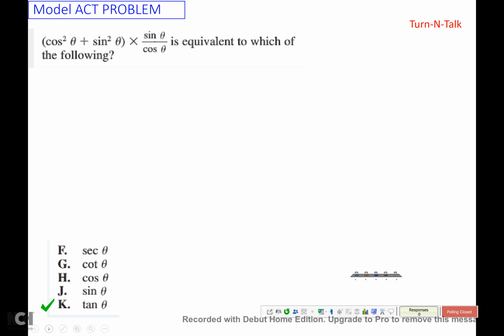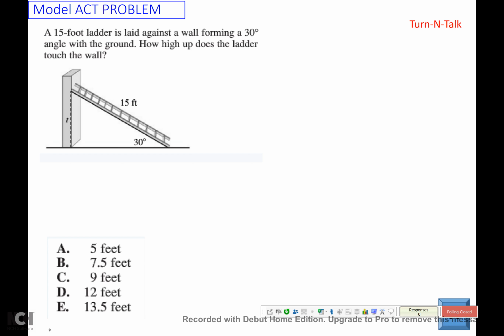And hopefully you got K. So they say this function is equivalent to which of the following? Oh, there's our famous Pythagorean relationship. And cosine squared plus sine squared is 1. So I can replace this with 1. Sine over cosine is tangent, and 1 times tangent is tangent. So there you go. All right, and try this one. Hit pause. Come back when you're ready.